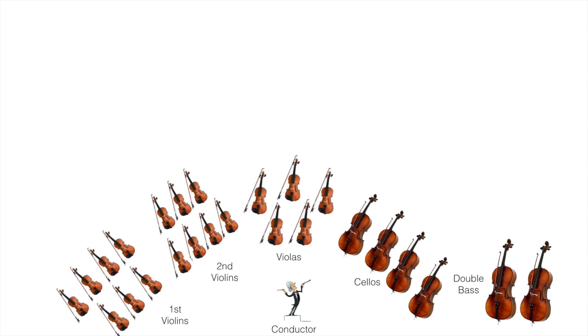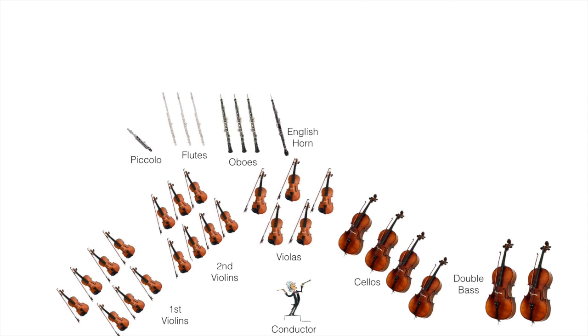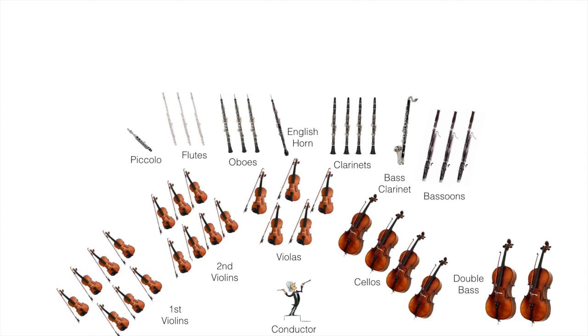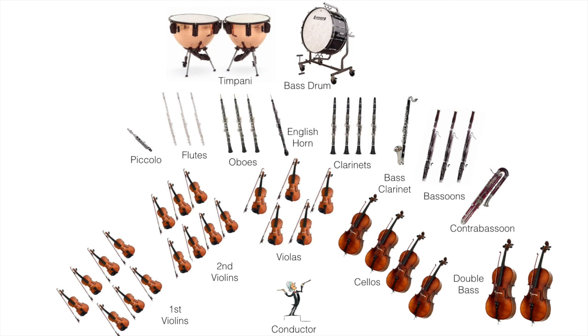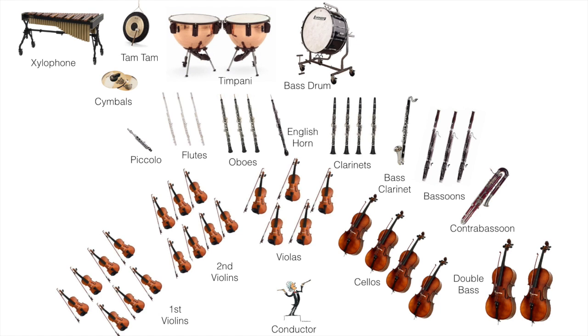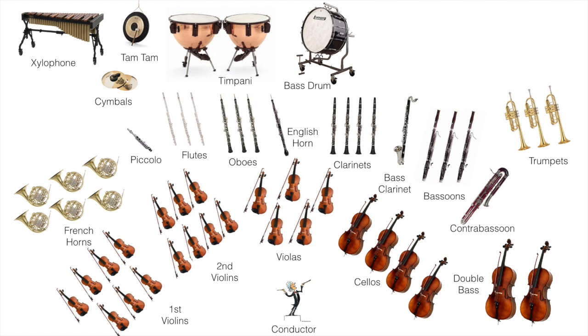In the woodwind section we have a piccolo, 3 flutes, 3 oboes, an English horn, 4 clarinets, a bass clarinet, 3 bassoons and a contrabassoon. In the percussion section we have timpani, a bass drum, cymbals, a tam-tam and a xylophone. And in the brass section we have 6 horns, 3 trumpets, 4 trombones and a tuba.